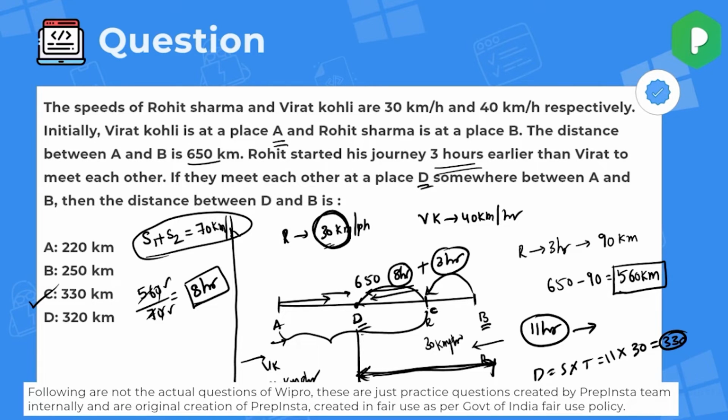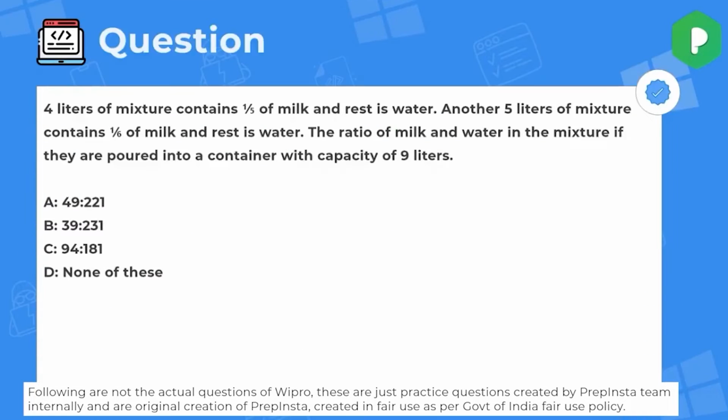So just look into the next question. 4 liters of mixture contains 1/5 of the milk and rest is water. And another 5 liters of mixture contains 1/6 of the milk and rest is water. The ratio of milk and water in the mixture if they are poured into a container with a capacity of 9 liters. So you have to find the ratio of the milk and water in the new container after those two mixtures are combined together. So for this question I am giving you 1 minute time. Your timer starts now.